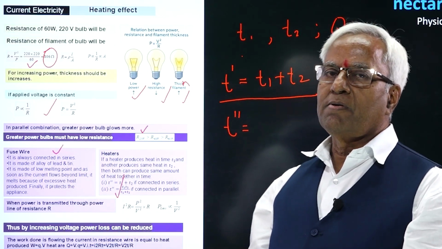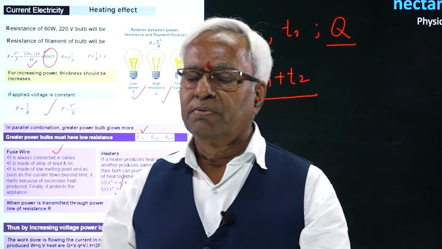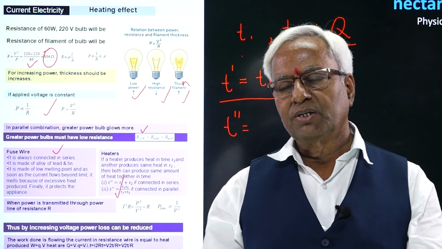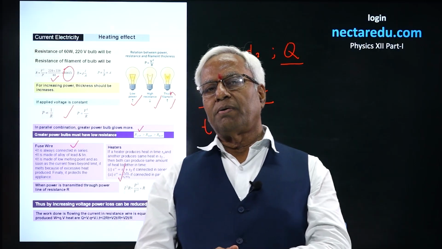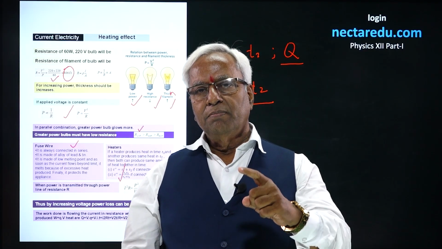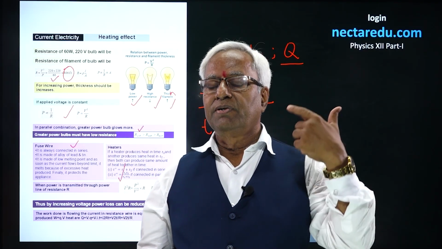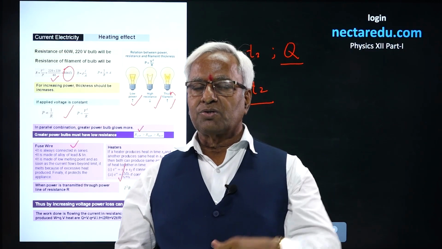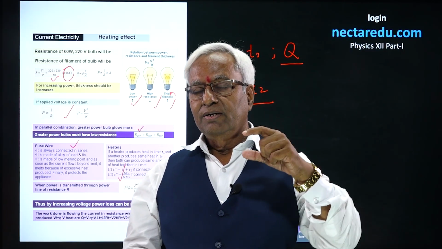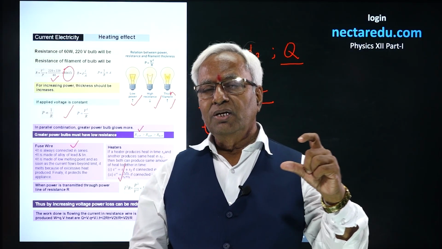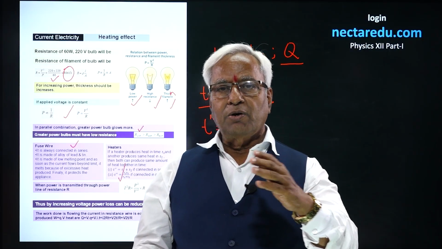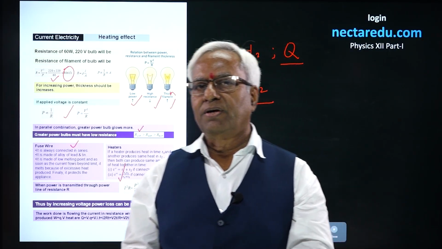One point to be remembered is that the length of fuse wire is never material. It's only the cross section that matters for the fuse wire. You also remember that in parallel combination, bulb of greater power will glow more, whereas in series combination, bulb of greater power will glow less. In series combination, mostly decorative bulbs are connected, like fairy lights.